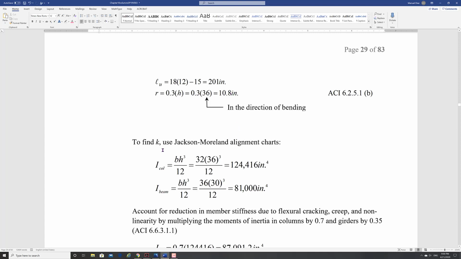To find k, I need to find the moment of inertia of the column, gross value, that's the first value, and then my beam. Notice where the h goes. Okay, again, this is your h for the column. For the beam, it was given, so that was easy. But for the column, remember, it depends on the direction of your lateral load. So I got that value.